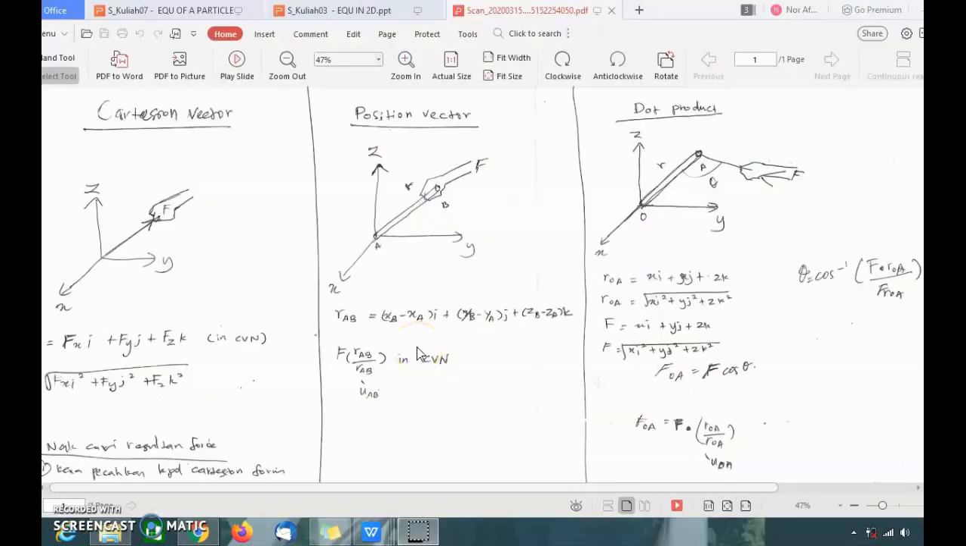From the given information, the most suitable method that we can use to solve the problem is the first method, Cartesian vector, where the angle is given. If you still remember, we have 3 methods here: Cartesian vector, position vector, and the dot product. You can use any of the methods which is suitable with the problem. For this particular problem, we use this method.